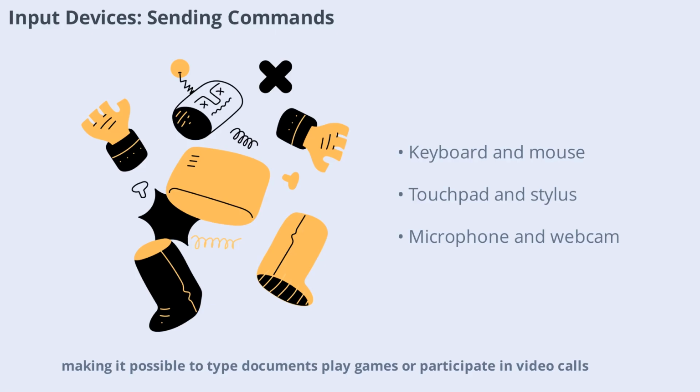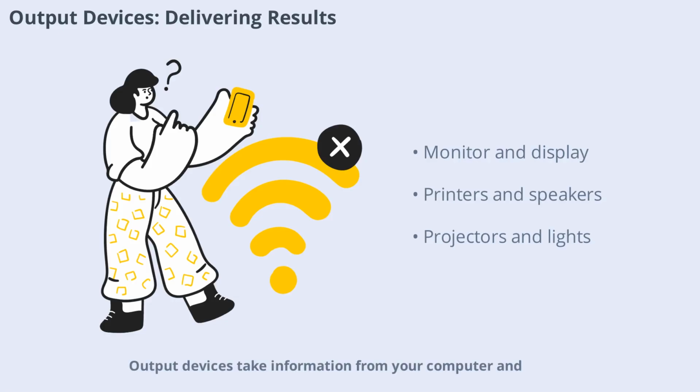participate in video calls. Output devices take information from your computer and present it to you in a usable form. The most familiar output device is the monitor, which displays images and text. Printers produce physical copies of documents, while speakers and headphones deliver audio. Projectors can display your screen on a large surface, and LED indicators or status lights provide quick feedback. Each output device is designed to make the data processed by your computer accessible and understandable.